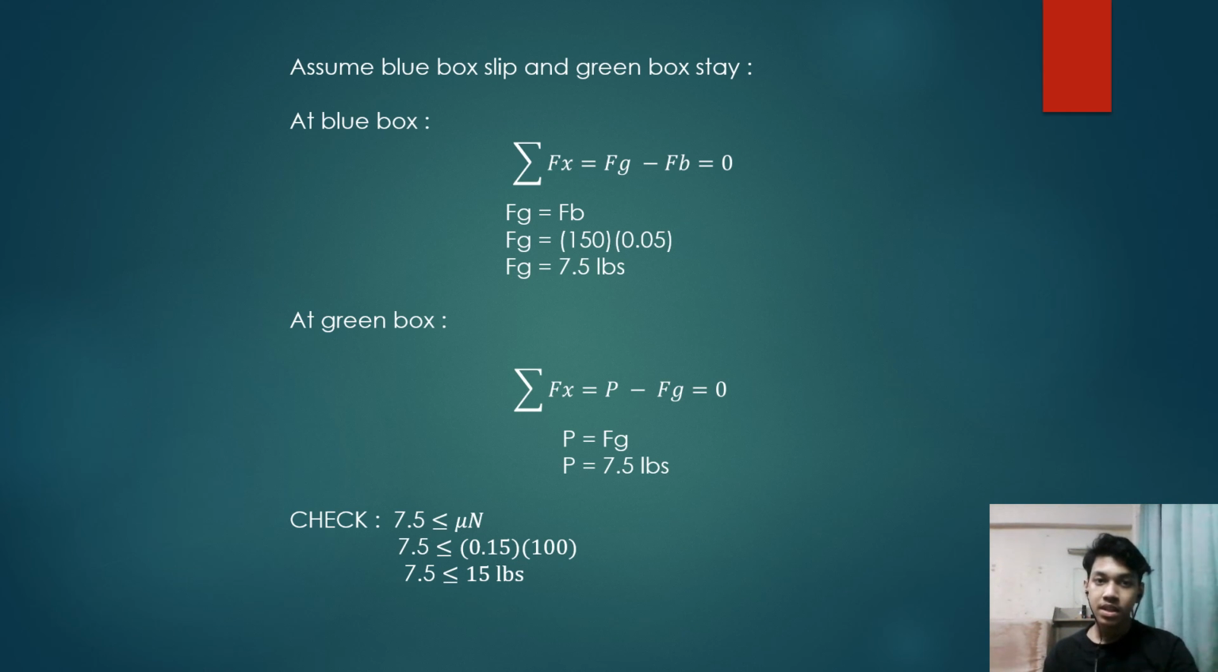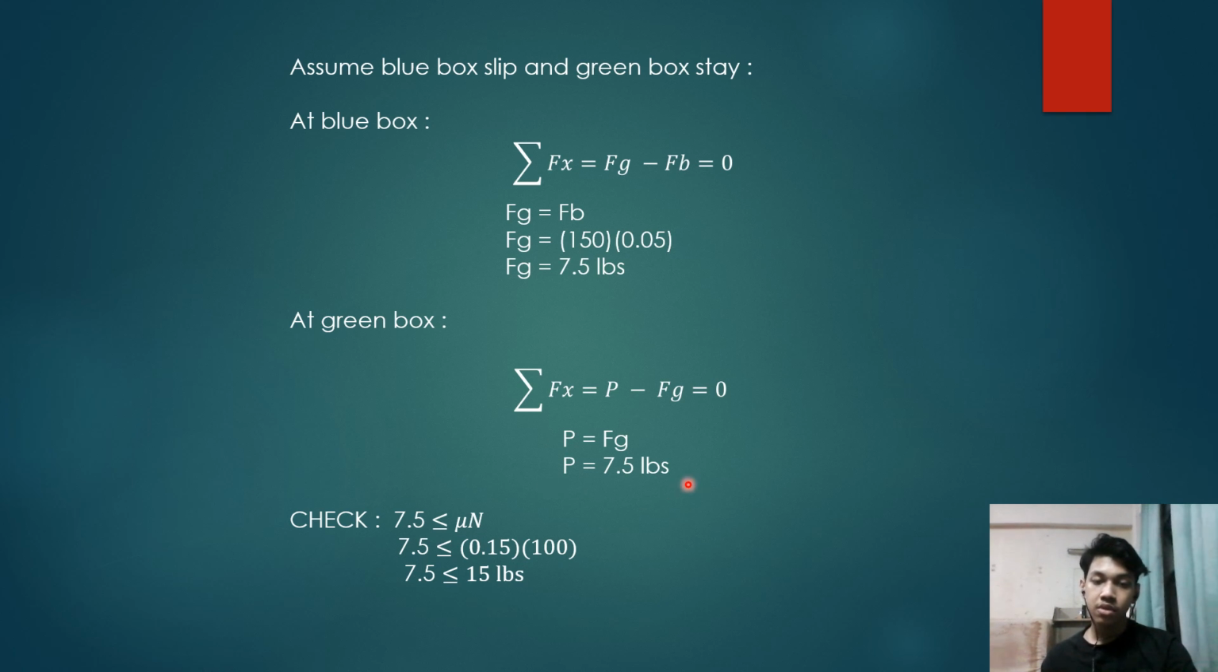Next we need to make another assumption, which is the blue box slips and the green box stays. At the blue box, we get the equilibrium equation Fg minus Fb is equal to 0. Then Fg will equal Fb, and we will get Fg is equal to 7.5 pounds. Meanwhile, at the green box, the summation of force on the x axis is P minus Fg equal to 0. Then P is equal to Fg, so we will get the P value of 7.5 pounds.